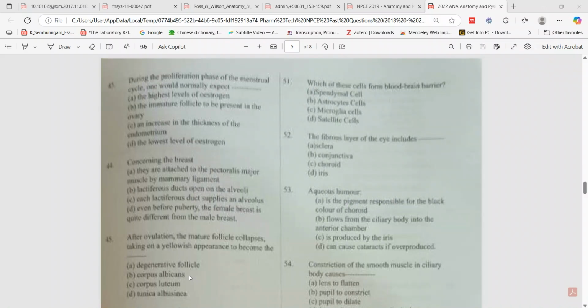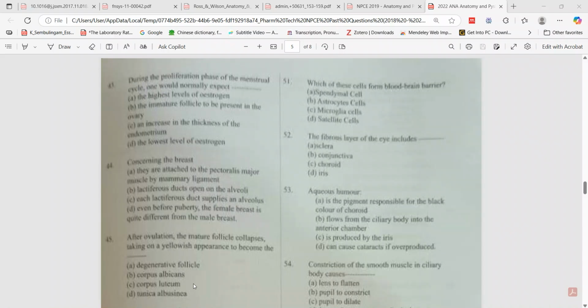43. During the proliferation phase of the menstrual cycle, one would normally expect the highest level of estrogen, the mature follicle to be present in the ovary, and an increase in the thickness of the endometrium. This is very simple. Do you know what proliferation means in English? When we say proliferation, something is multiplying. That's what the word proliferate means.